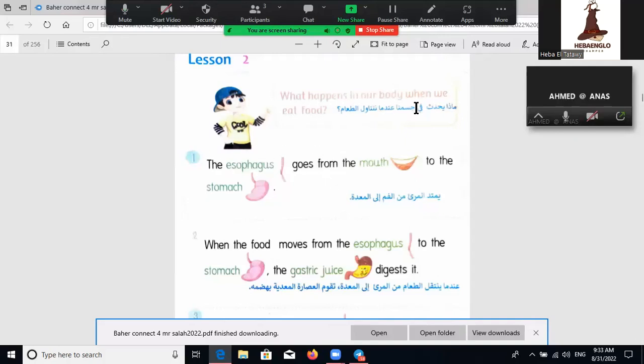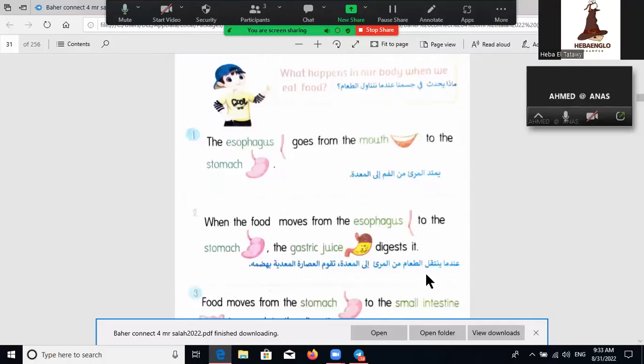What happens in our body when we eat food? The esophagus. The esophagus goes from the mouth to the stomach. Yes, the esophagus is the long tube that connects the mouth to the stomach. It connects or joins the mouth to the stomach.